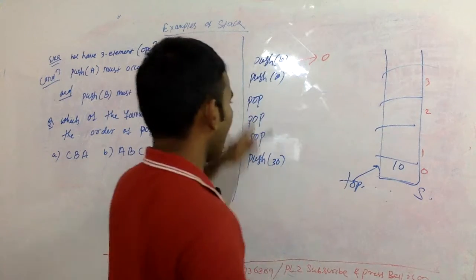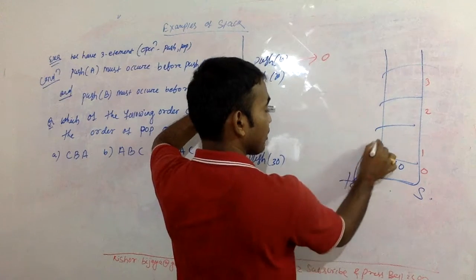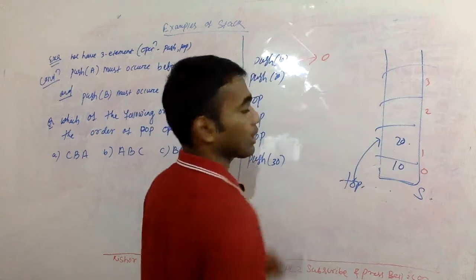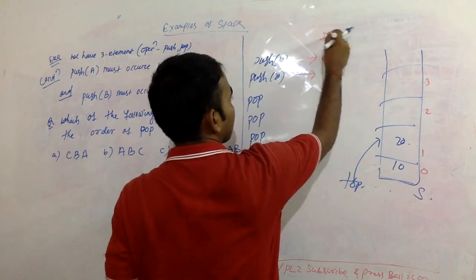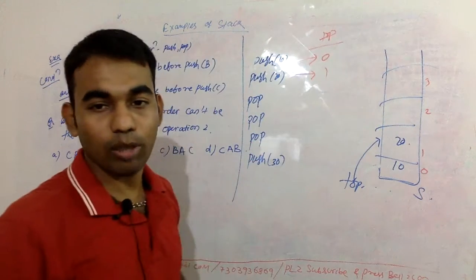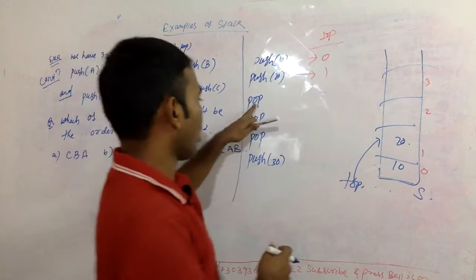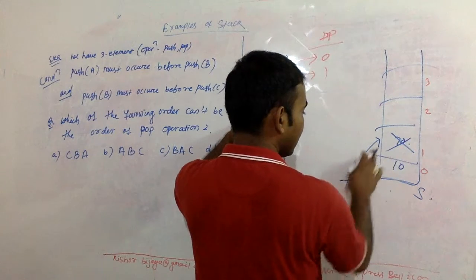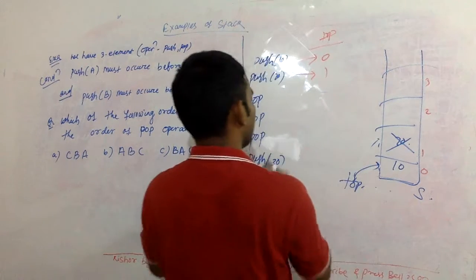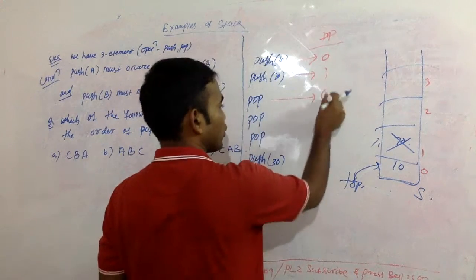So after pushing, if I want to push 20, what will I do? I will increment this top and I will insert 20. So at this particular time, what is the value of top? If I make a heading like top, then at this point it is 1. If I do a pop, first this element will be deleted, then top is going to point here. So after doing pop, what is the value of top? That is going to be 0, right?